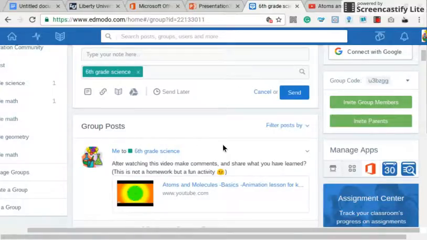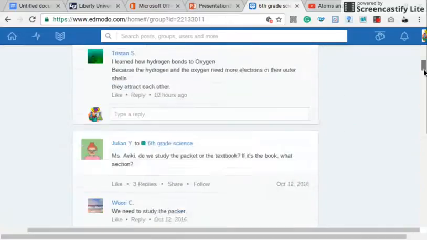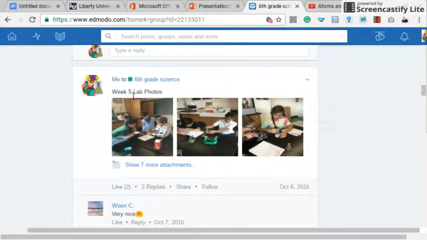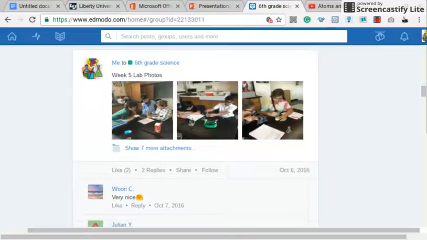Other than having videos and assignments posted, my classroom visits the lab every week, usually every Wednesday. What I like to do is take pictures of them and post them on Edmodo. And here are a few pictures of my students working in the lab. I know that since parents have access to Edmodo, they love to see what their kids are doing.